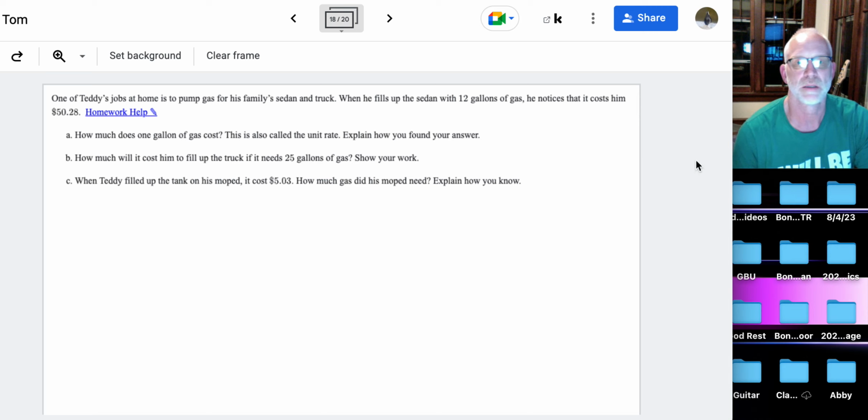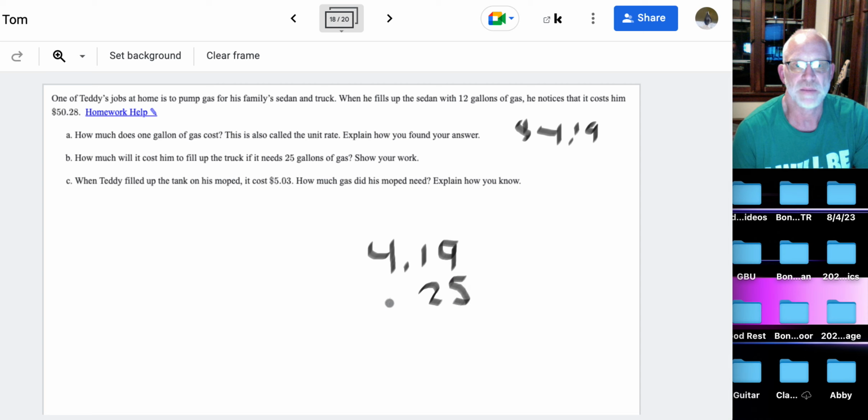Next, $4.19. What about 25? So if it's $4.19 for 1, we're just going to go 25 times 4.19. So I went 419 times 25. 5 times 9, 45. Put down the 5, carry the 4. 5 times 1 is 5, plus 4 is 9. 5 times 4 is 20. Put down a 0 for the next row.